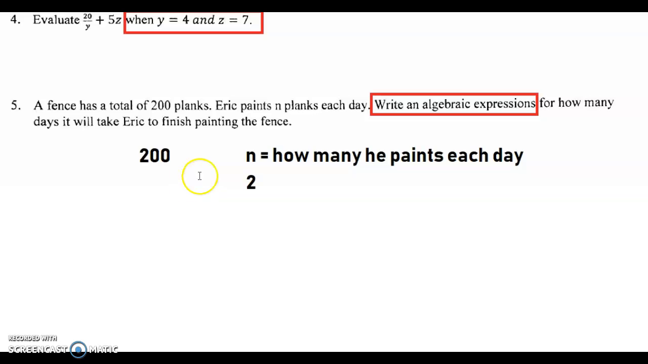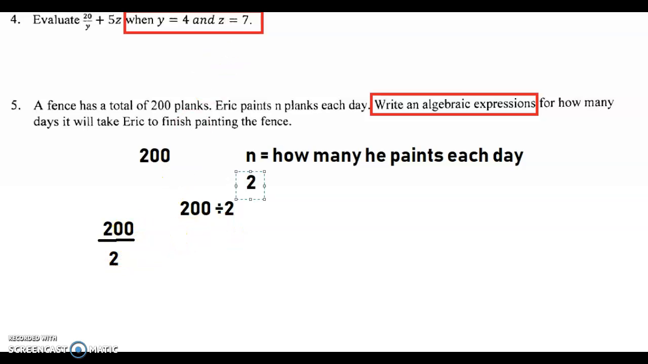That's what it would look like to figure that out. 200 divided by 2, right? I can either write it like this, or I can write it as a fraction, 200 divided by 2. And I would have my answer. So we don't know that it's 2. I'm hoping he can paint more than 2 planks in a day. This is just a way for you to figure out and see, does this make sense?